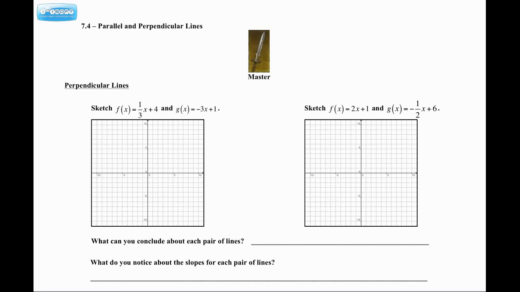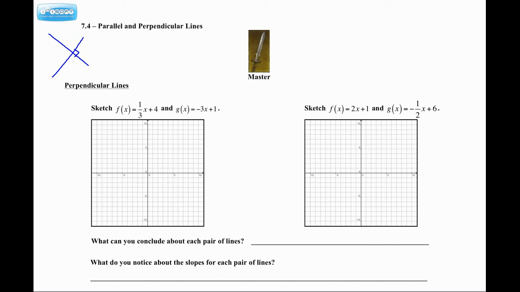All right, Chapter 7, Section 4, Parallel and Perpendicular Lines. So now we're going to actually talk about what it means for lines to be perpendicular. In a nutshell, when you have two lines that are perpendicular, they intersect, but they form a 90-degree angle. That's what it means to be perpendicular.